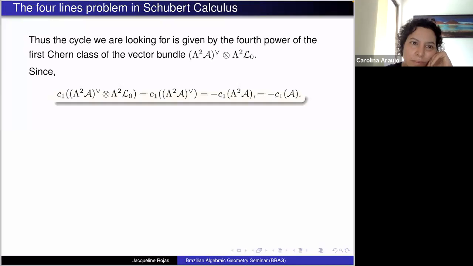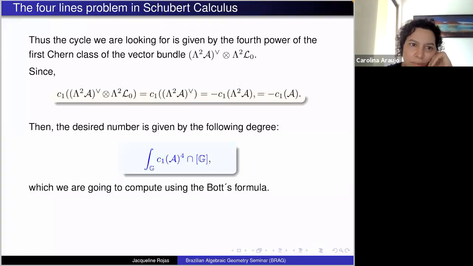Yes. And I put here the computation, yes, then the first Chern class of this bundle is given exactly here, and minus the first Chern class of I. And then this is the degree that we want to compute. This is the first Chern class of I, the fourth power, the action on G. And we are going to compute this using this Bott formula.